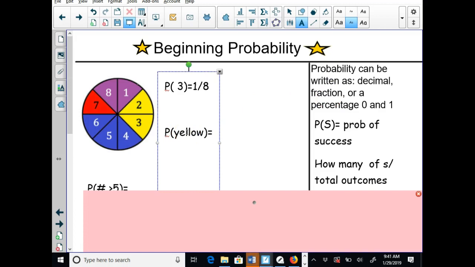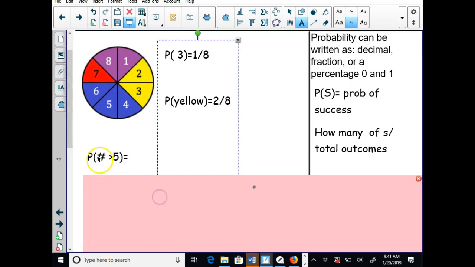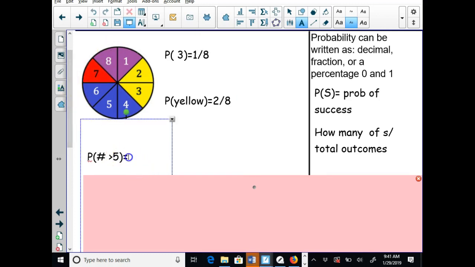Now, again, moving on, the probability of a yellow. How many yellows do we have? There's 2 of them divided by our total numbers, 8. Let's do another one. The probability that a number is greater than 5. So our success is a number greater than 5. So that's 6, 7, and 8. How many are there? There's 3 of them divided by 8.